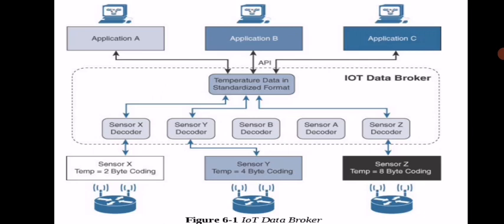Whether it is for A, B, or C doesn't matter exactly. But just observe sensor Y also, which is generating a 4 byte coding. Sensor X was generating 2 byte coding, but sensor Y is generating 4 byte coding. For what purpose it is, I will tell you later. Then sensor Z, another sensor we have, is also sensing the same temperature, but it is generating 8 byte of coding.